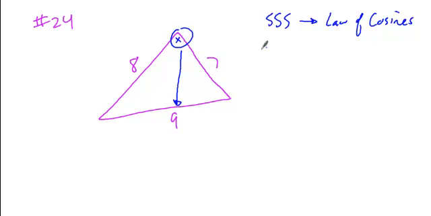So I'll call that x. And when we set up the law of cosines, we get that the longest side squared, the side opposite the angle, is equal to the sum of the squares of the other two sides minus twice the product of those sides times the cosine of the angle opposite whatever side is listed first.